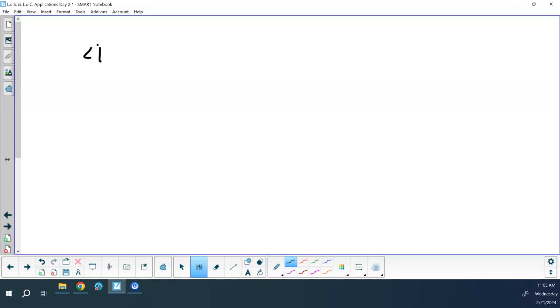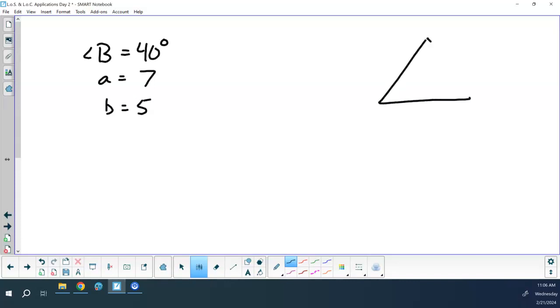I got angle B is 40 degrees. I got side A is 7, and I got side B is 5. What's going to be helpful for us right from the jump? What's going to be helpful for us? We're going to draw a triangle. We should always draw a triangle, yes. But I'm shocked that nobody jumped on that one right from the start.